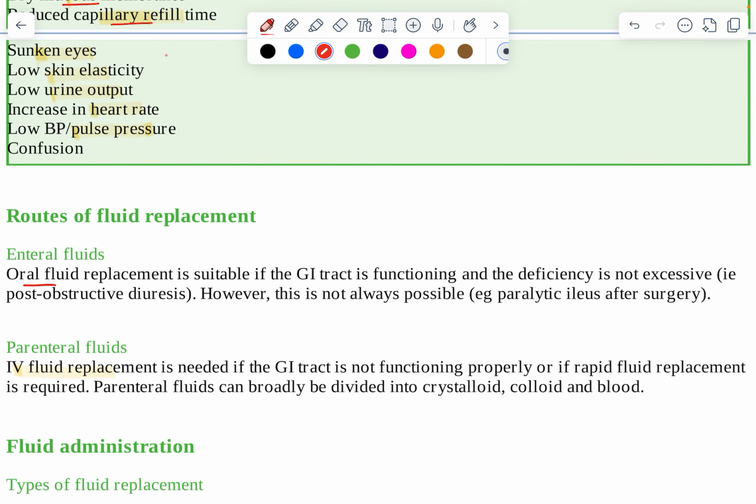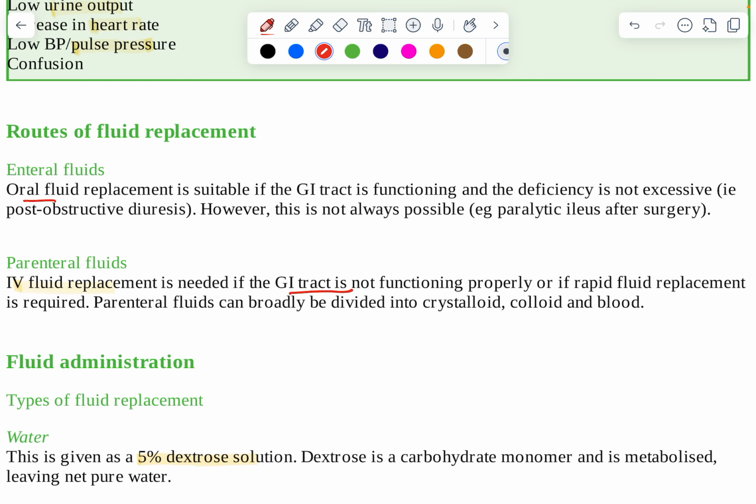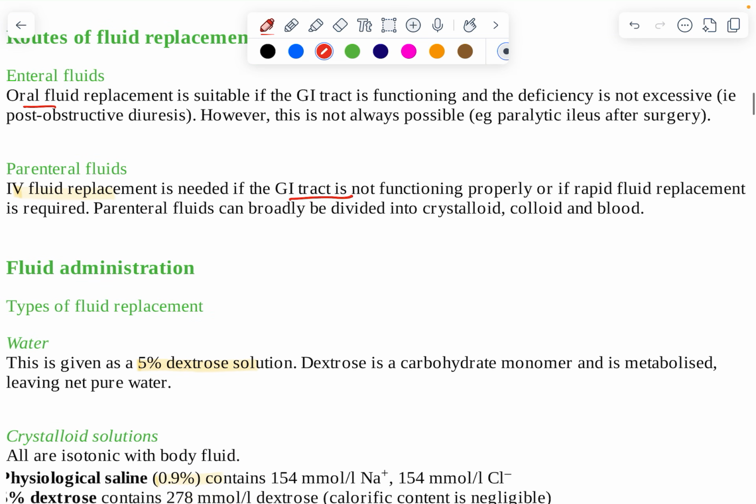Examination: mucous membranes, capillary filling time, sunken eyes, skin elasticity, low urine output, heart rate and blood pressure. Routes of fluid replacement: you can give oral fluids if the GI tract is functioning, or you can give parenteral fluid if the GI tract is not functioning. Parenteral fluid replacement is divided into crystalloid, colloid and blood.